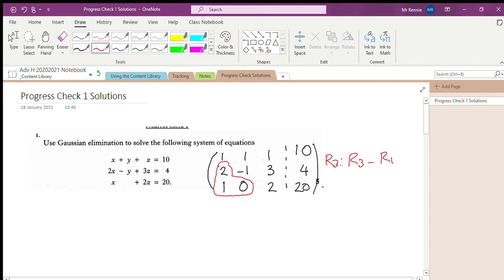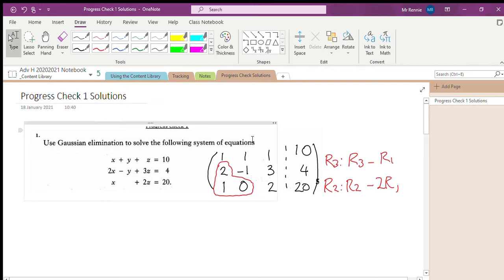So how I'm going to do that is row 2, take away 2 lots of row 1. I'm always going to use row 1 here because it's got a 1 in the top corner, which makes it very nice and easy to get zeros here. So I'm going to focus on these two zeros first. I'm not going to do this one, that'll come later.